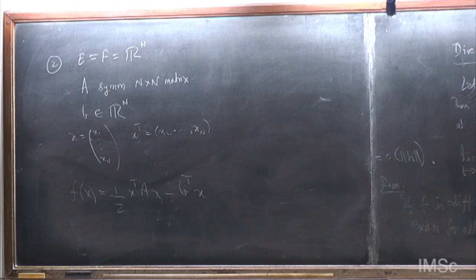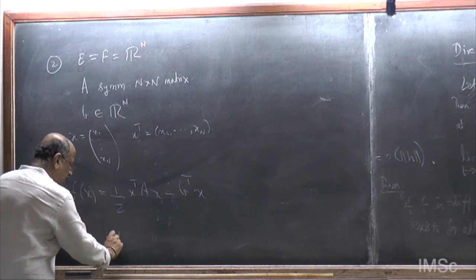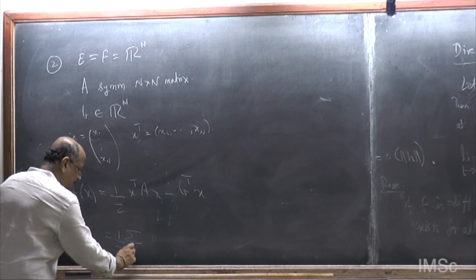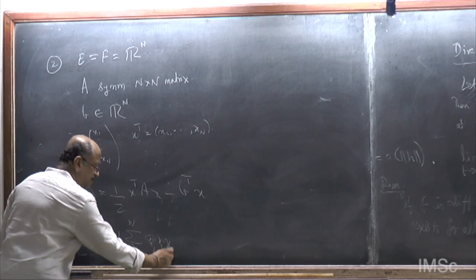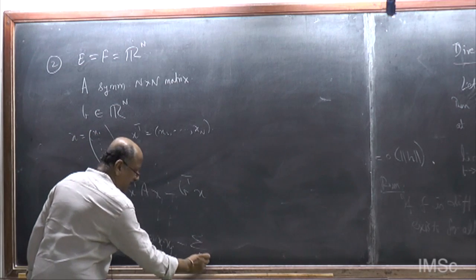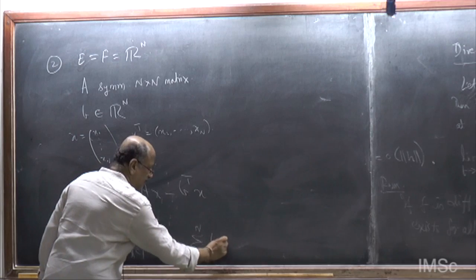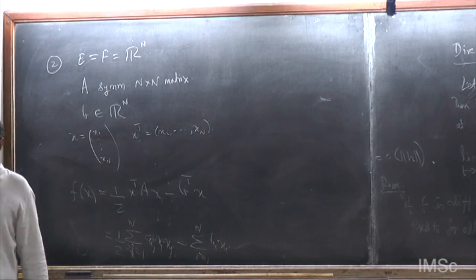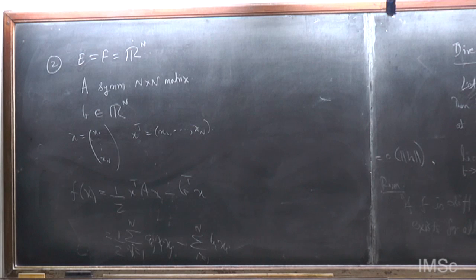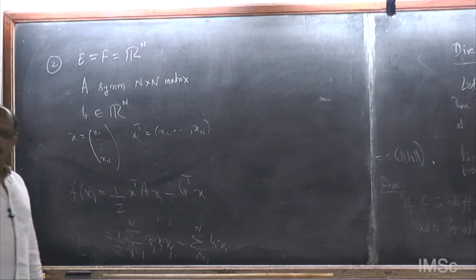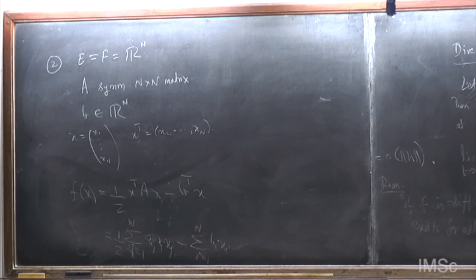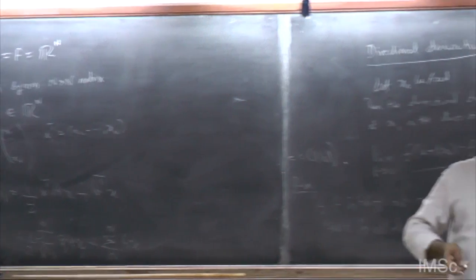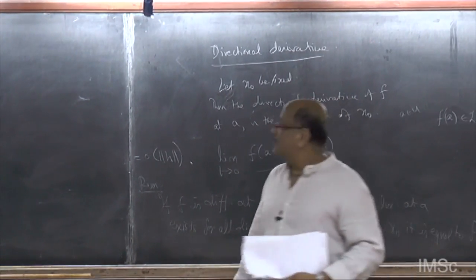Okay. So, if you want it in terms of coordinates, this is 1/2 of sigma i,j equal to 1 to n Aij xi xj minus sigma i equals 1 to n Bi xi, a quadratic form. So, let us try to compute its derivative. You would have done it in partial derivatives, you know how to do, but then let us see what the total derivative looks like.